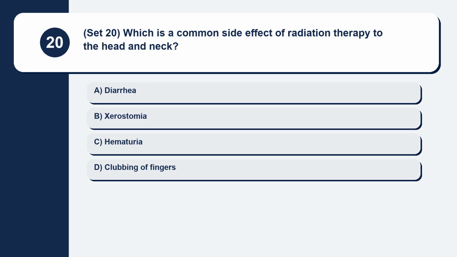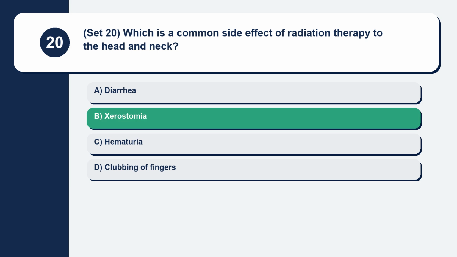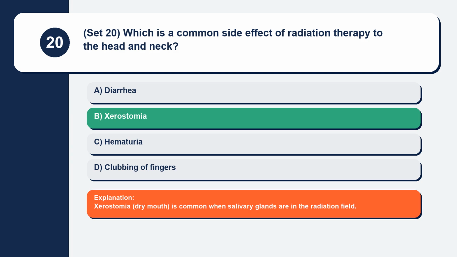Question 20. Set 20. Which is a common side effect of radiation therapy to the head and neck? Diarrhea, xerostomia, hematuria, clubbing of fingers. Xerostomia, dry mouth, is common when salivary glands are in the radiation field.